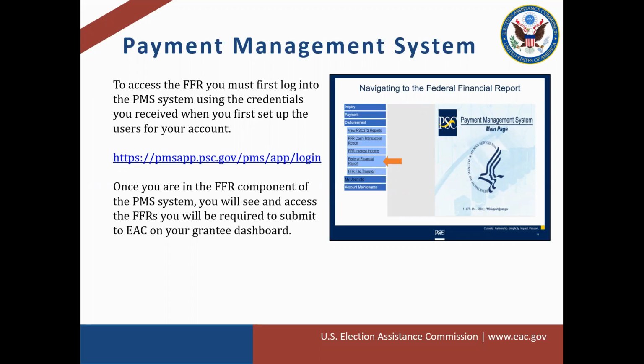Once you're in the FFR component of the PMS system, you'll get to see your dashboard, which will have the FFRs that you're required to submit. So for example, if you have 4 grants from us, 101, 251, election security, and CARES, you'll see all 4 of those FFRs. They'll have the due date within the dashboard, and you can start to fill them out. So here there's an image showing you under your navigation on PMS where you can find the federal financial report.